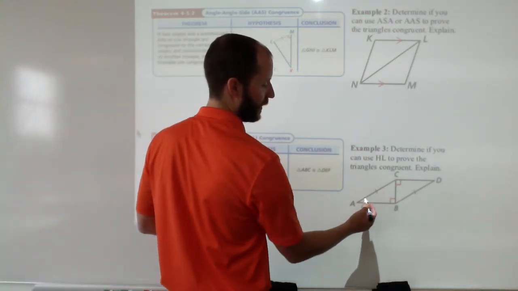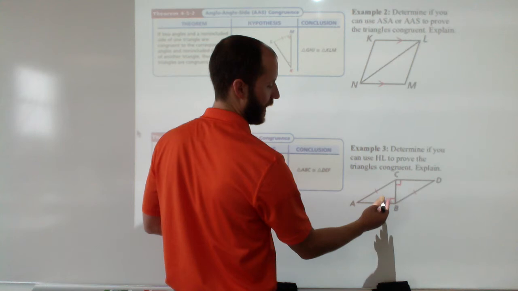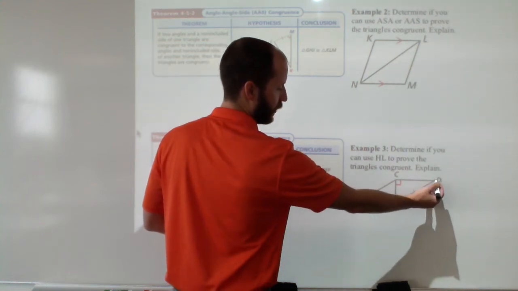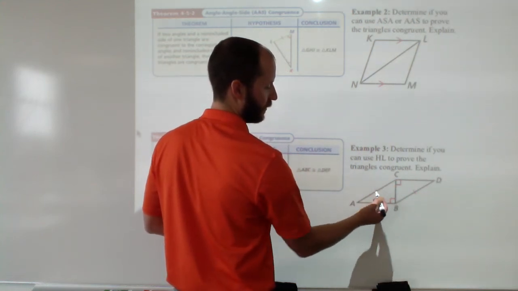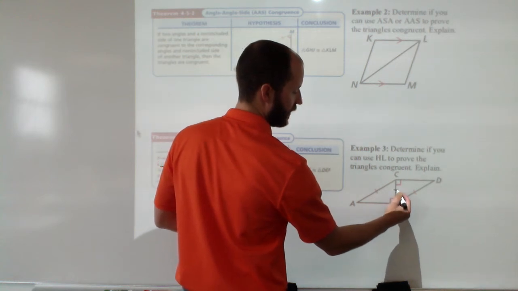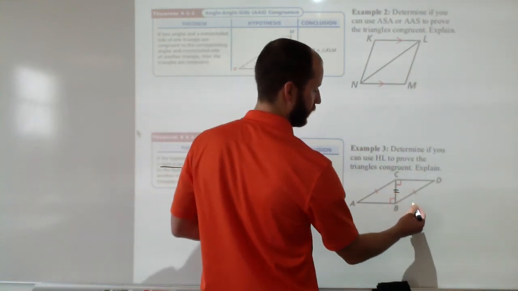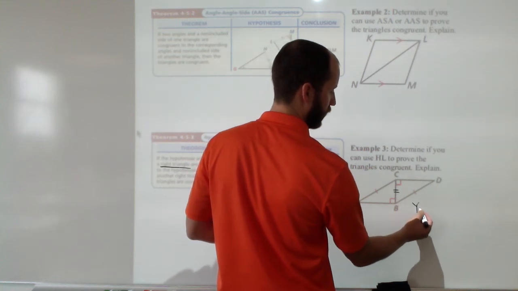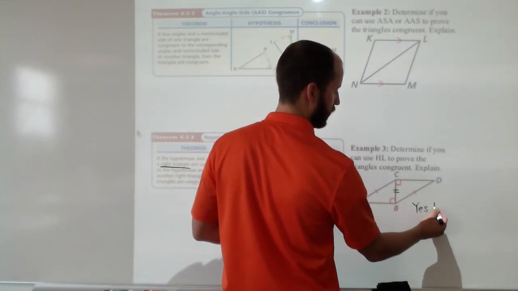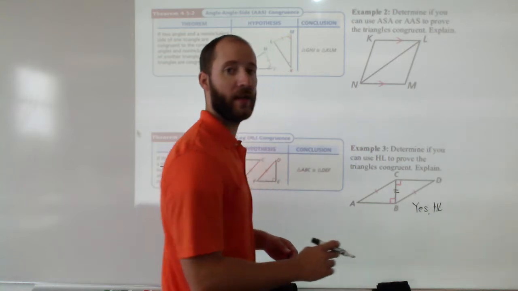So in these two triangles, ABC and DCB, we have the hypotenuses congruent. Those are the longest sides opposite the right angle. CB is congruent to itself. CB acts as a leg for both of those. So yes, we can use HL.